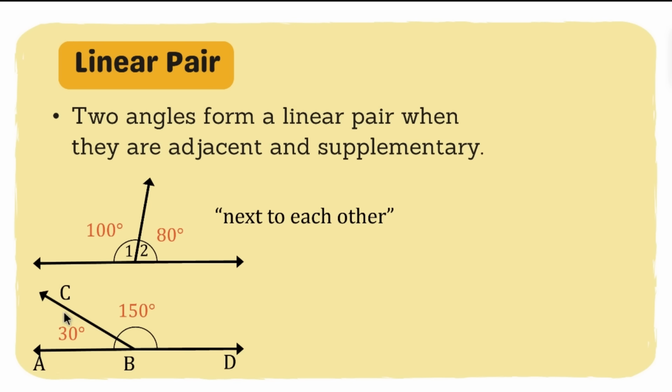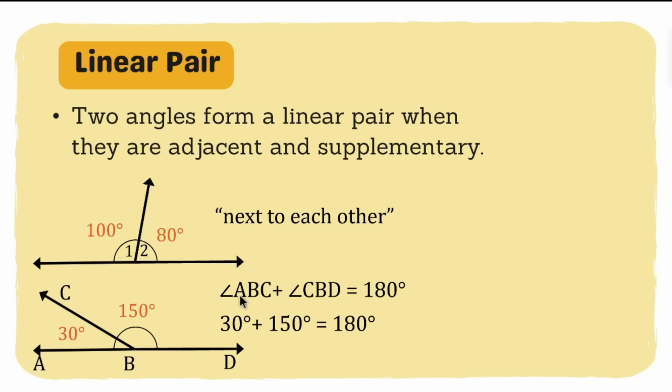They share a common side. They share a common vertex. Hindi sila nag-overlap. At the same time, if you add them together, angle ABC which measures 30 degrees and angle CBD which measures 150 degrees, it will be 180 degrees in total. So therefore, it is a supplementary angle. Okay, so dapat present yung dalawa. Parehas na adjacent at parehas na supplementary.